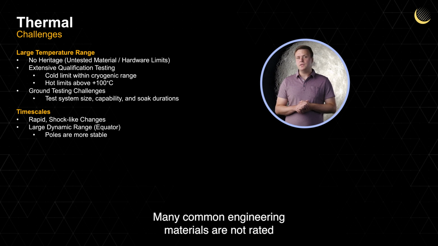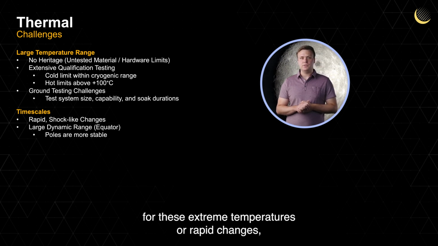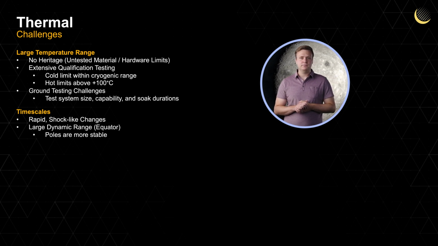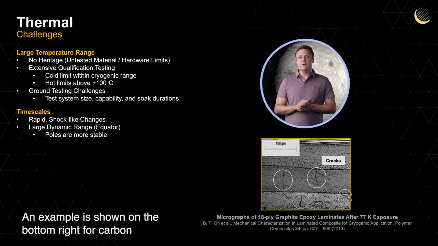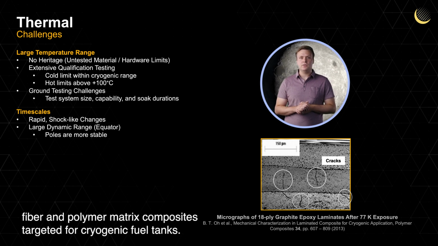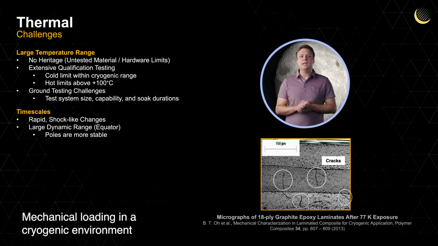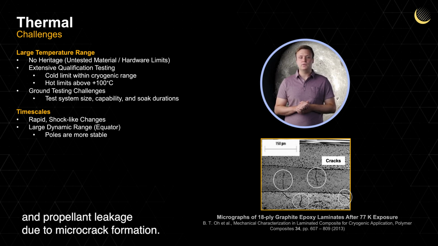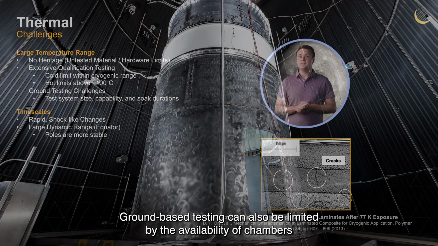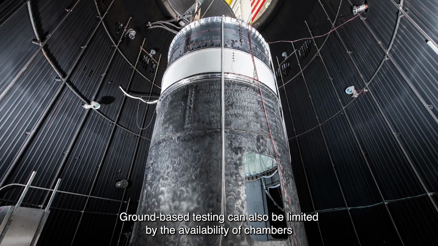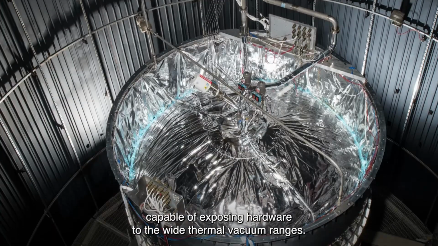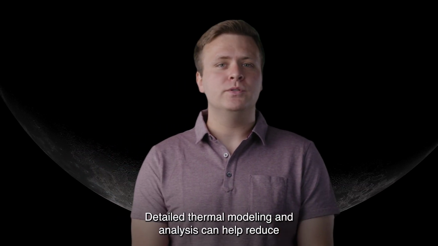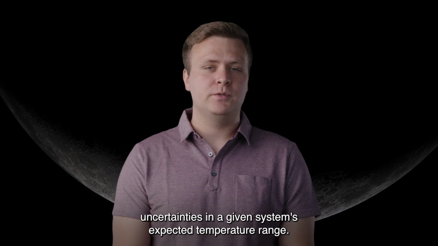Many common engineering materials are not rated for these extreme temperatures or rapid changes, both of which demand extensive ground-based testing and characterization. An example is shown on the bottom right for carbon fiber and polymer matrix composites targeted for cryogenic fuel tanks. Mechanical loading in a cryogenic environment reveals a high chance of delamination and propellant leakage due to microcrack formation. Ground-based testing can also be limited by the availability of chambers capable of exposing hardware to the wide thermal vacuum ranges.